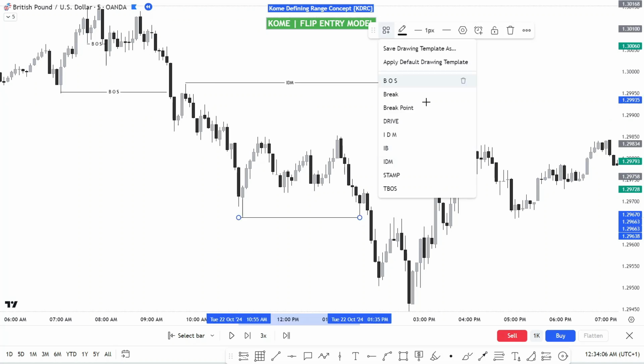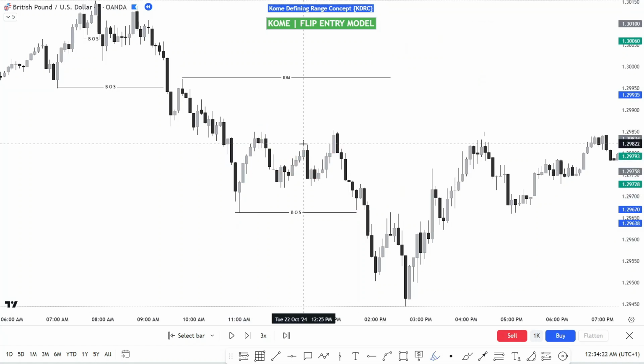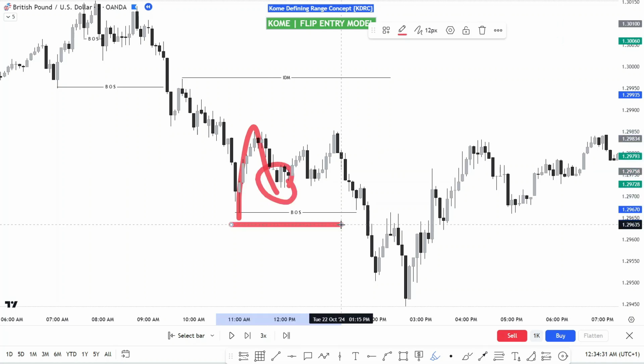Now remember, if you watched my previous video where I talked about inducement, major and minor inducement, you should know that this is not an inducement. I know you could possibly say, what about this? No, it is not an inducement. One of the reasons is that this low did not take out the previous low, so that's not a valid move. It's just an internal structure, and like I said, we need to work with the real market structure.